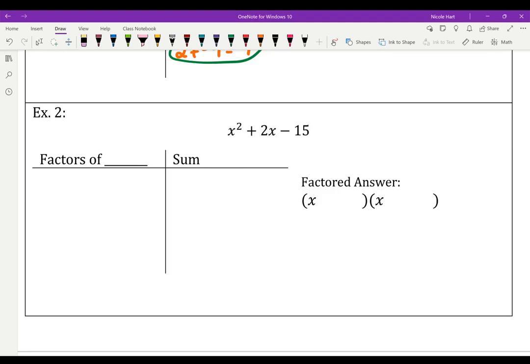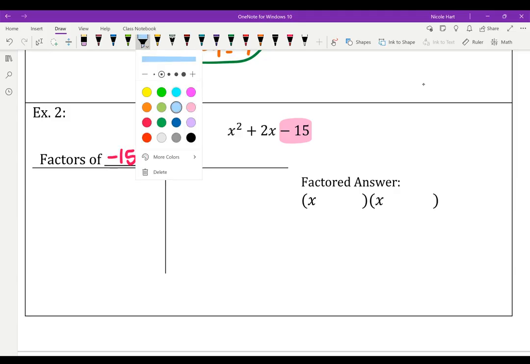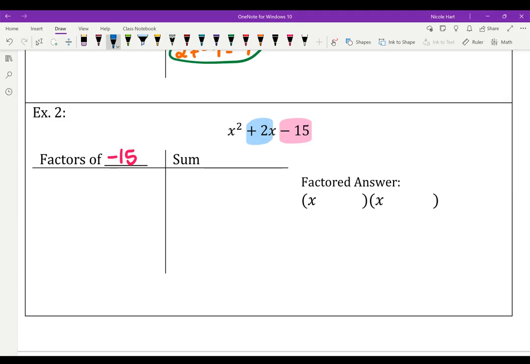Here we have x squared plus 2x minus 15. So we are going to find numbers that multiply to be -15 and add to be +2. So factors of 15, we've got -1 and 15, or 1 and -15. And then we have -3 times 5 and +3 times -5. I think those are all. So let's look at how those add up.